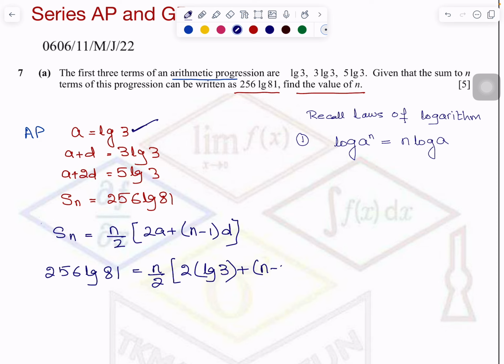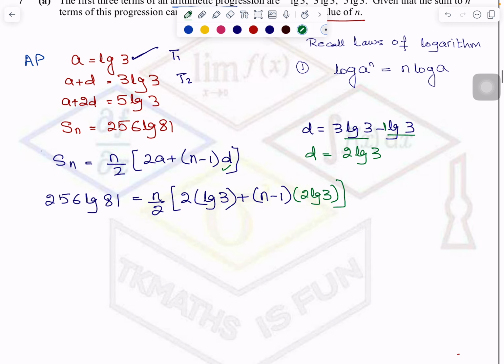And d I have to find out. Now what is d? How will I find d? You can subtract any two consecutive terms, and you will find d. So let me subtract term 2 minus term 1. To find d, I will do 3lg3 minus lg3. Now when there is no coefficient, it means it is 1 here. Because lg3 is common, I can say 3 minus 1 is 2, so it is 2lg3. So this is my d, which is the common difference. I can write it in place of this here, 2lg3. After that, I just have to expand it and solve it.